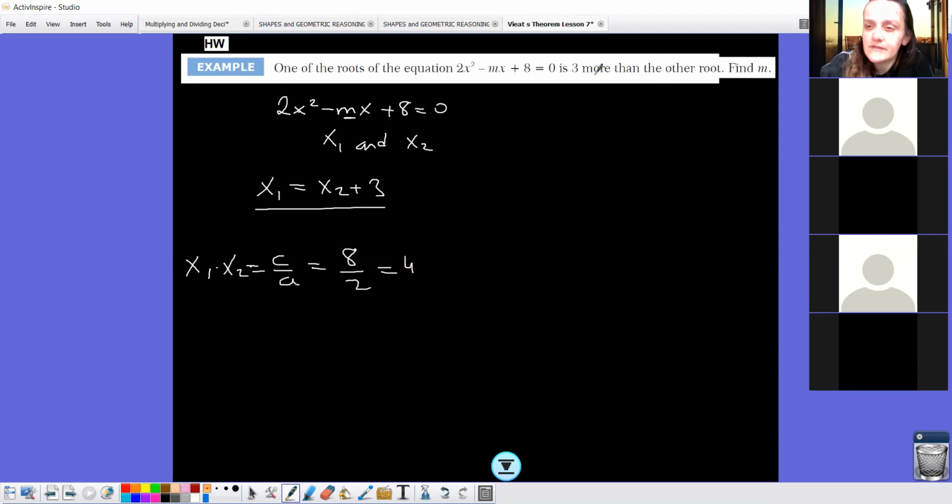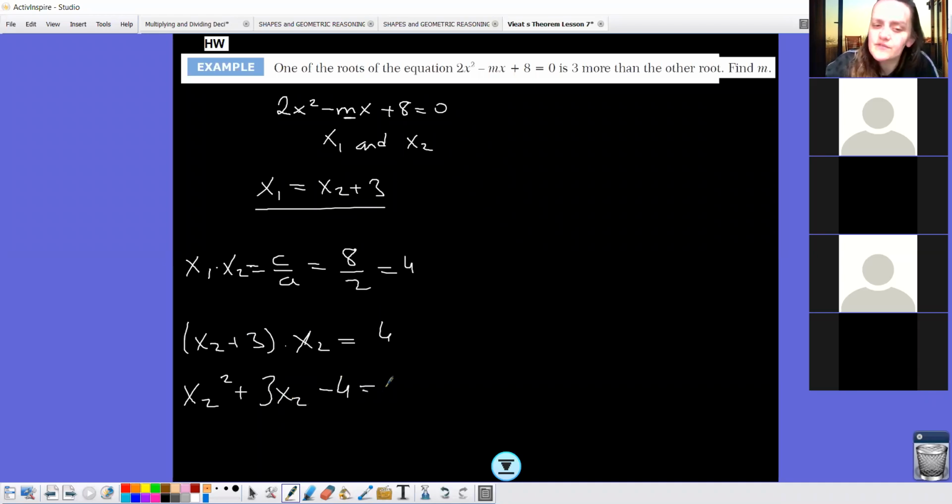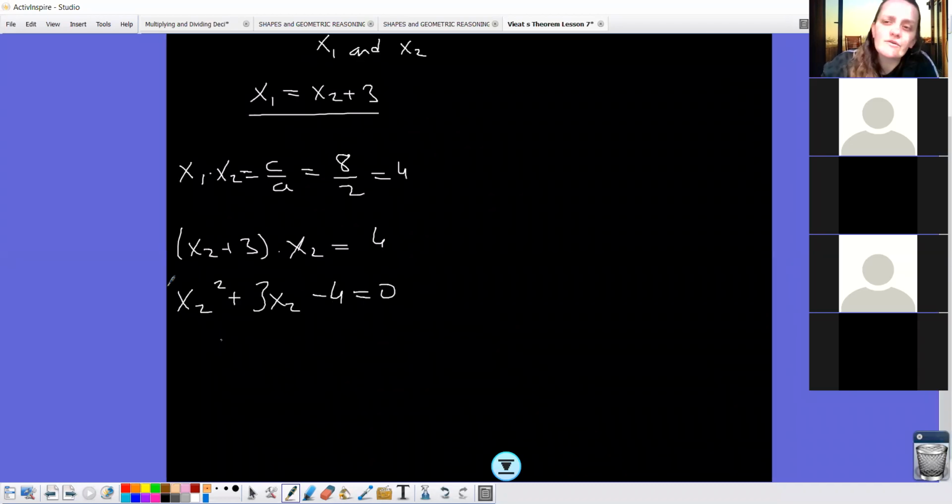Now, from the given information, we know that x1 is equal to x2 plus 3. Instead of x1, I will write x2 plus 3, then times x2 is equal to 4. When I multiply, x2 times x2 will be x2 squared, plus 3x2, and then I will take the 4 to the other side, minus 4 is equal to 0. Now we have another quadratic equation here.